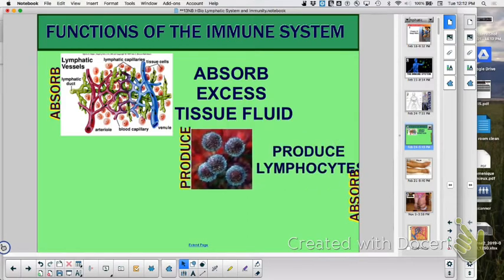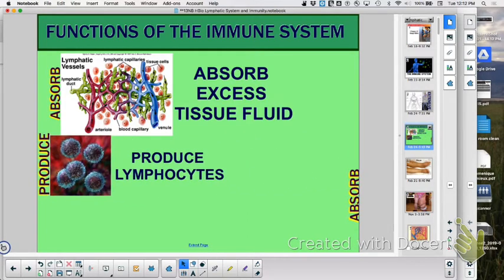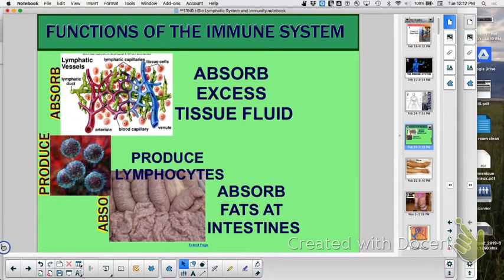Good. Second one is you produce lymphocytes. Your lymphocytes are your B and your T cells. Okay? And technically, your killer T cells, those ones that they kind of drop out of the spool of thymus, remember those? Those are technically lymphocytes as well. Okay, so to produce lymphocytes, and number three, and this is the one that most people forget, is absorbing fat in the lacteals of the small intestines. Okay, absorb excess tissue fluid, produce lymphocytes, and absorb fats at the small intestines.